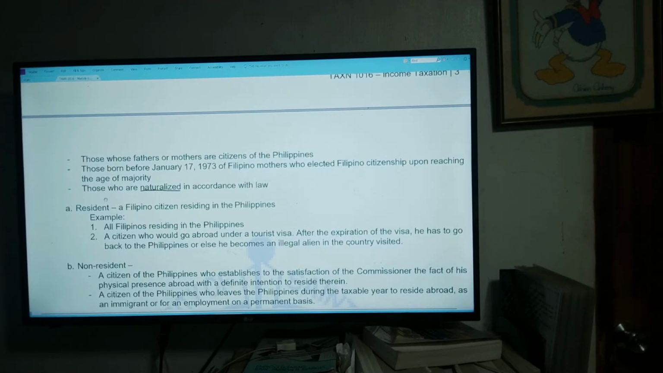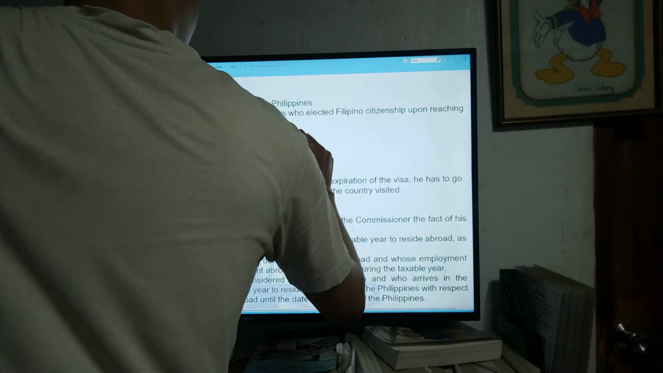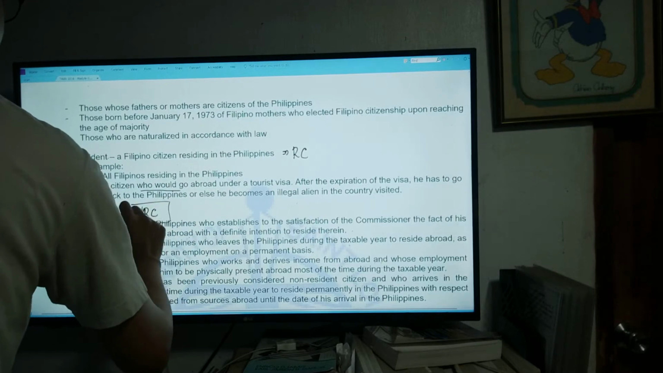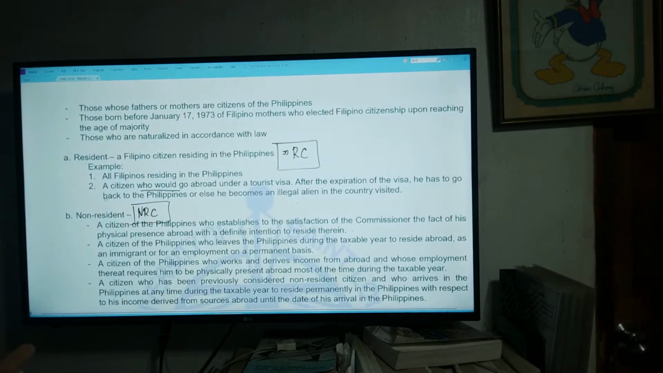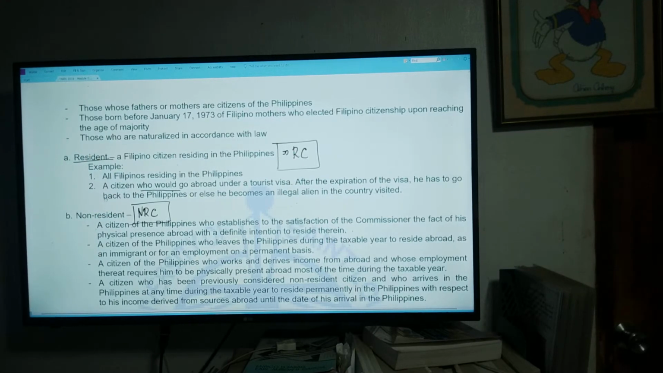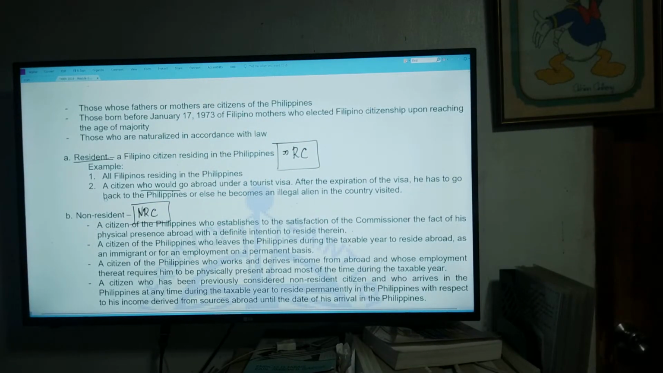So, under citizenship, we have two types of citizens. The citizen may either be a resident citizen or a non-resident citizen. So, resident citizen, RC, and NRC. Okay? RC or NRC. Ayan. So, ang pinaka-fundamental po ay si resident citizen.